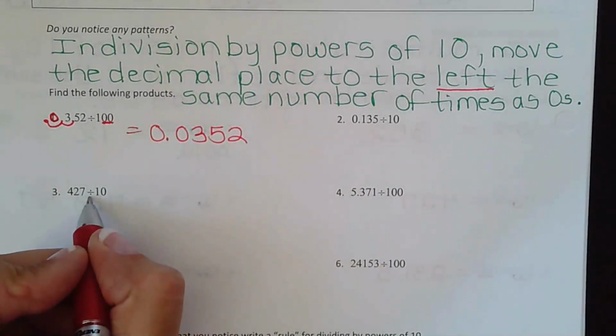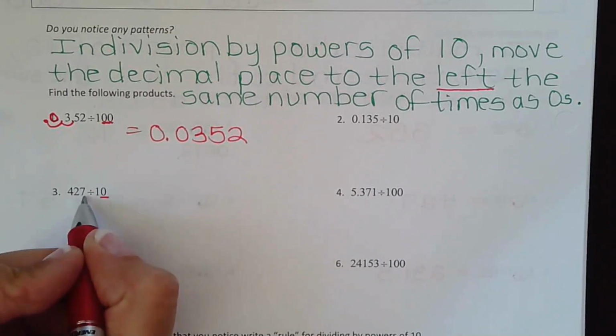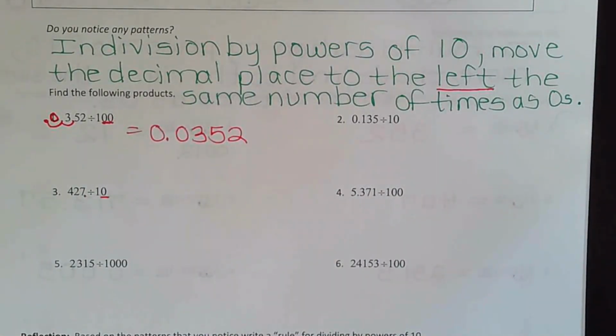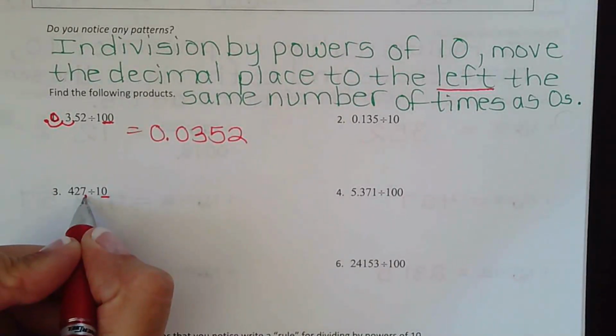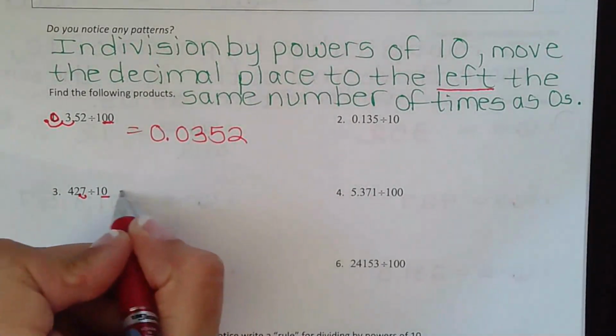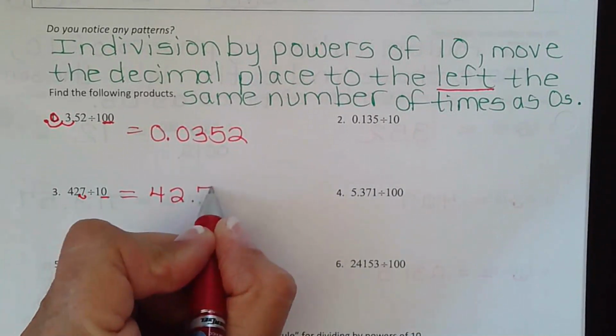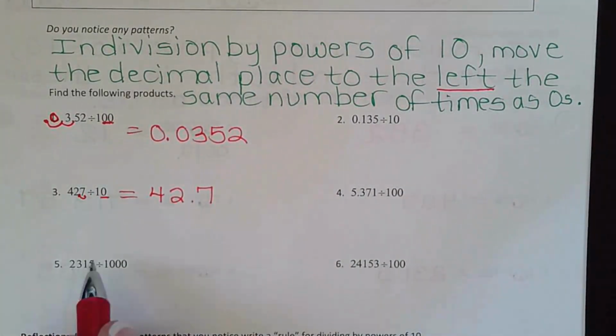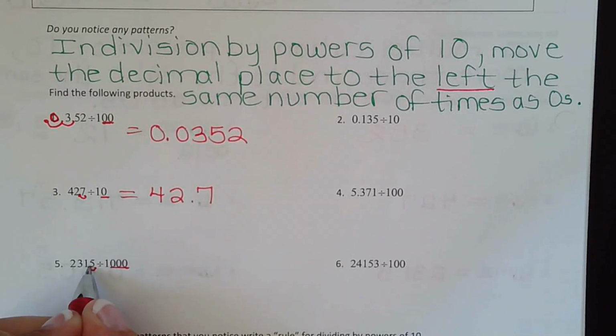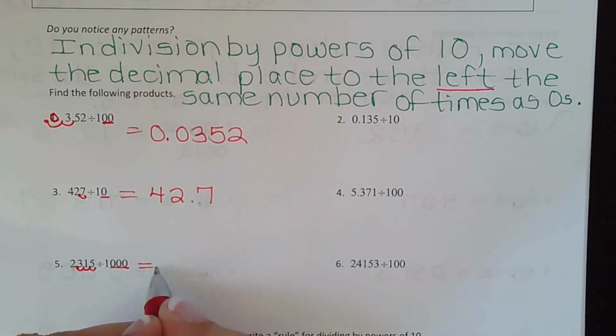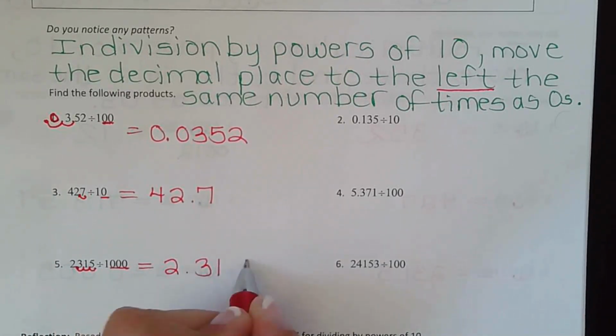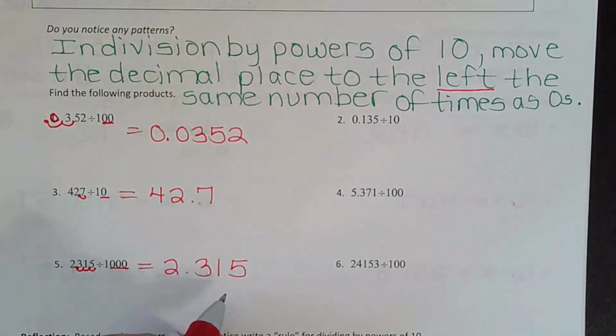So divided, left, 1. So 427's a whole number. That means it's decimals at the end. So left 1 makes that 42.7. Left 3. So there's the decimal on the whole number. Left 3, 1, 2, 3. So that would be 2.315. Or 2 and 315 thousandths.